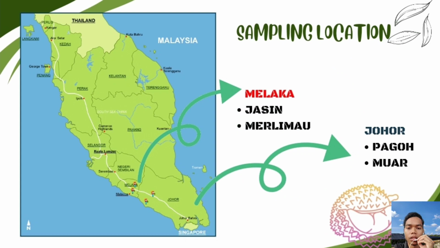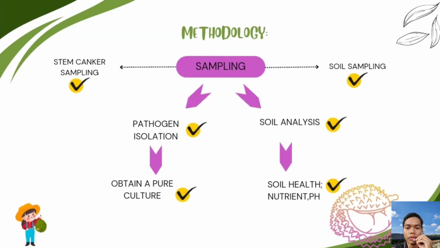My sampling locations are in Melaka, which is Jasin and Merlimau, and Johor, which is Muar and Pagoh. For methods, I use soil sampling and durian stem canker sampling. After that, I do the pathogen isolation and obtain a pure culture, and then identify the fungi morphological characteristics. Next, I do the soil analysis to obtain the soil nutrients, particles, and soil pH.